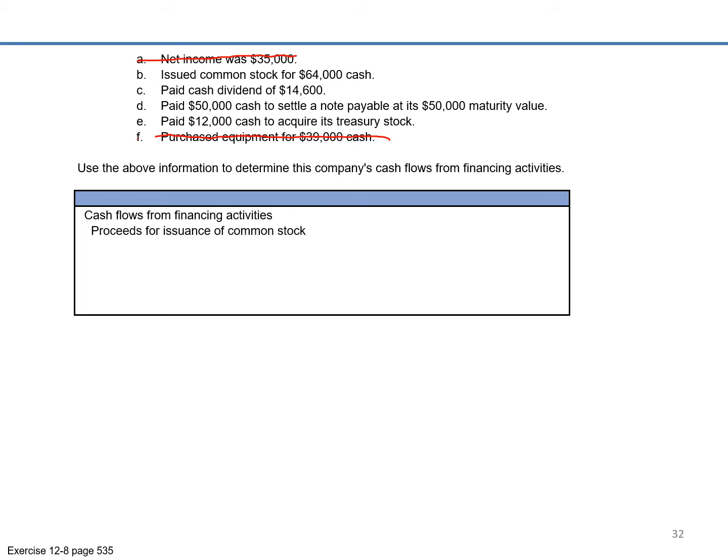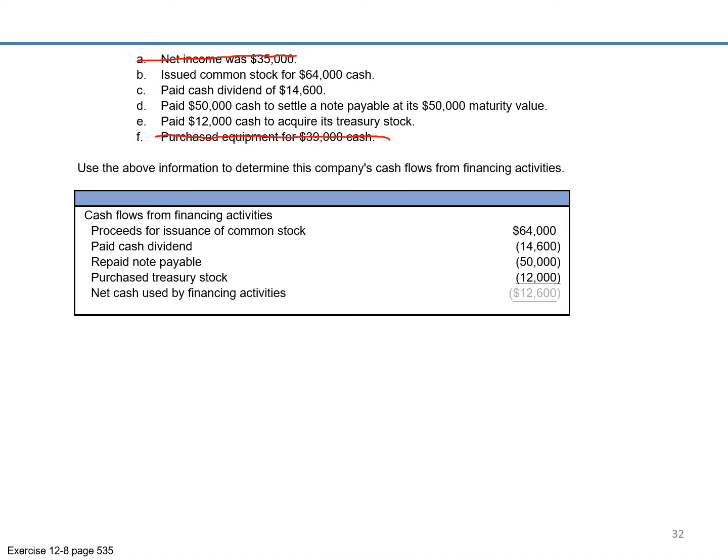So proceeds for issuance of common stock, we got $64,000. So we increase cash, $64,000. We pay a cash dividend of $14,600. That's a reduction in cash, right? We paid it out the door. In letter D, we paid $50,000 cash to settle a note payable. So that's going to be a reduction of $50,000. And then in letter E, we paid $12,000 cash to acquire treasury stock. That's also going to be a reduction in cash. So we have net cash used by financing activities of $12,600.